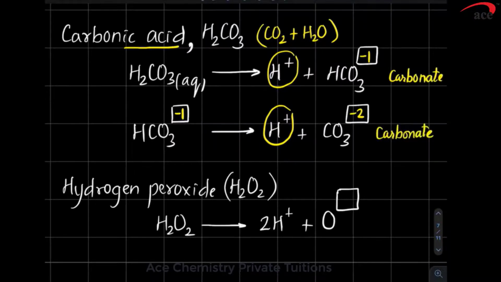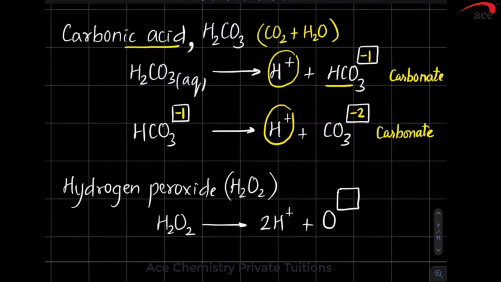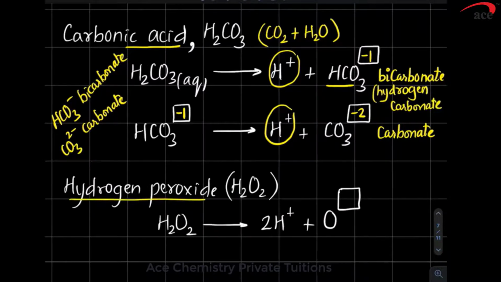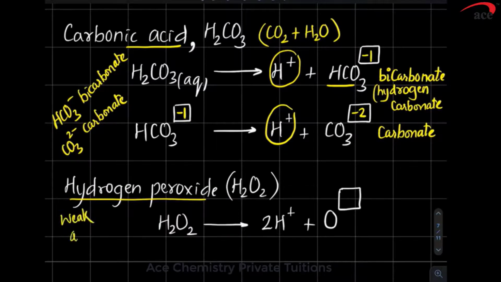Oh, both cannot have the same name. Yes, as a student you are correct. It should be called bicarbonate. So remember, HCO3 minus gets the name bicarbonate, and CO3 2 minus gets the name what? Carbonate. Yes, you should also know it is also called hydrogen carbonate. Carbonate, correct.